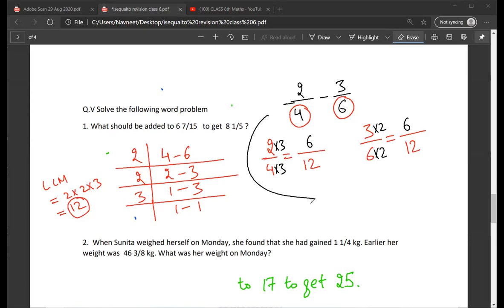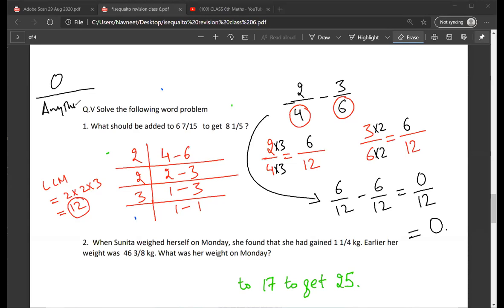So my answer would be 6 by 12 minus 6 by 12 is equal to, Mr. Sarthak? So 0 by 12. 0 by 12 would be equal to, Mr. Satya? 0 by 12. It will be 0. You can note it down: 0 by anything is equal to 0.